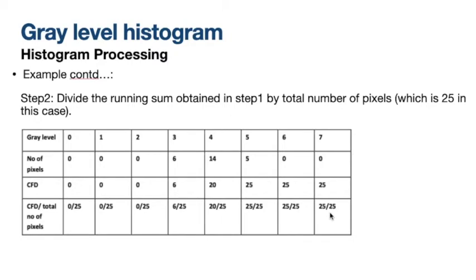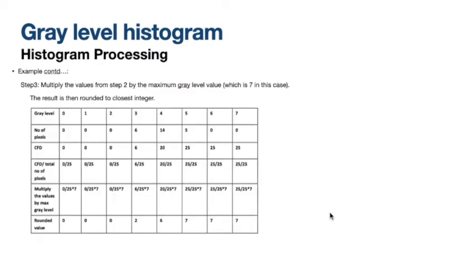Okay. Then step 3, you have to multiply the values that you got in step 2 by the maximum gray level value. Here the maximum gray level value is 7 in this example. The result of this value will be rounded to the closest integer. So the earlier values were CFD by total number of pixels, which is here. This you have to multiply by the maximum gray level value, which is 7.